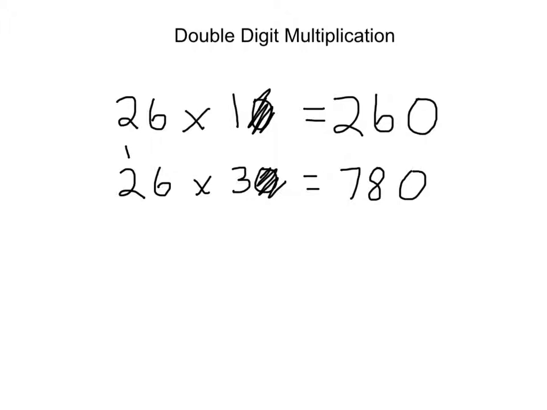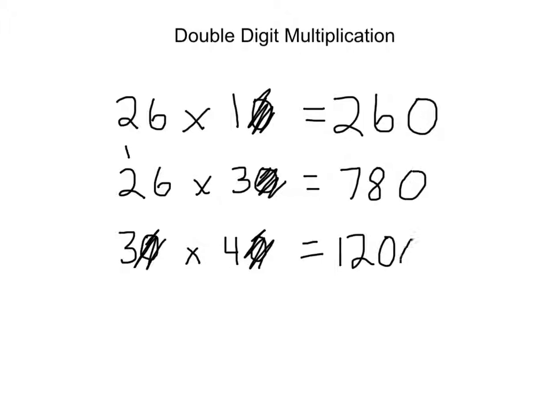The other thing I'm going to remind you about is if you have two numbers with a 0 on them, maybe you have something like 30 times 40, you can scratch out both zeros, and you can do 3 times 4, which is 12, and you put the 2 zeros back on the end that you scratched out, 1200.